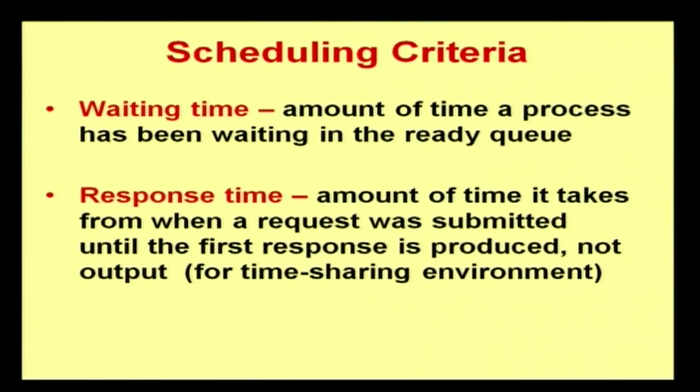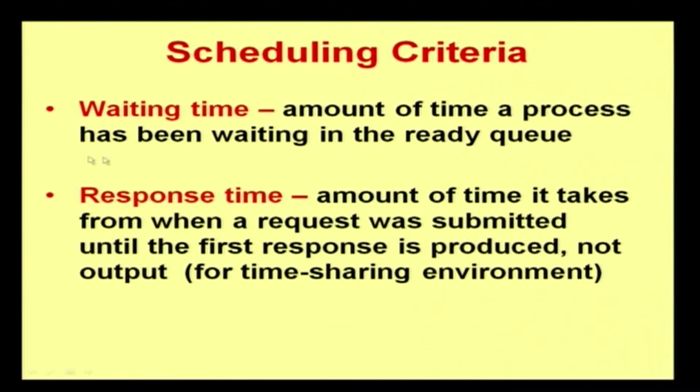The next one is the throughput. What is a throughput? The number of processes that complete their execution per unit time is called throughput. Then what is a turnaround time? The amount of time that is required to execute a particular process, you call it turnaround time. Then what are the other scheduling criteria you have? One is the waiting time, the other one is the response time.